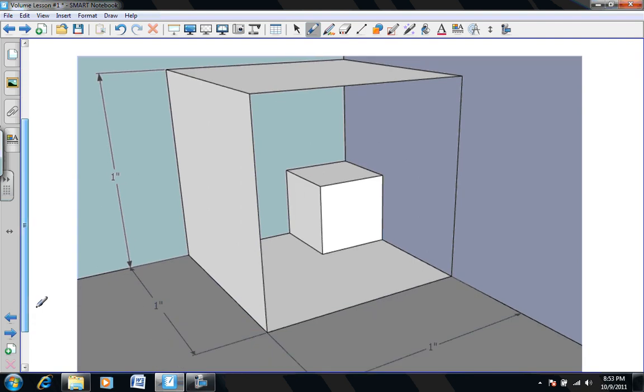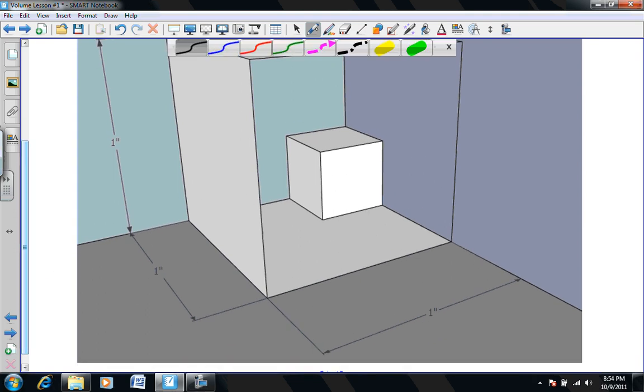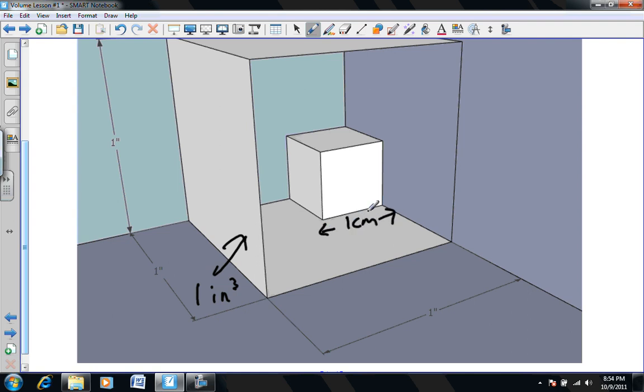Okay. You take a look inside of the big box, you're going to see these little boxes. The first little box that you see is 1 inch by 1 inch by 1 inch. That means this box right here has a volume of 1 cubic inch. Now inside that there's an even smaller box. It turns out that that box has dimensions 1 centimeter by 1 centimeter by 1 centimeter. So the volume of that box is 1 centimeter cubed.